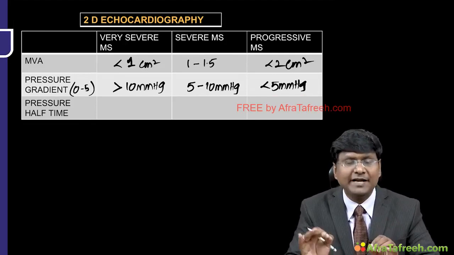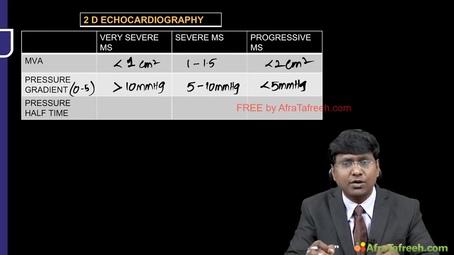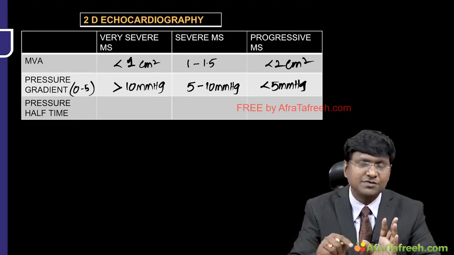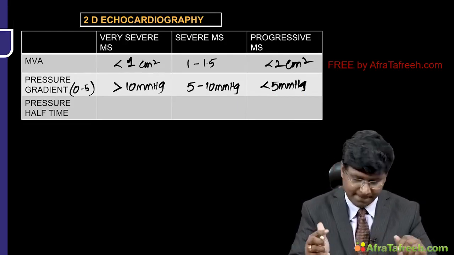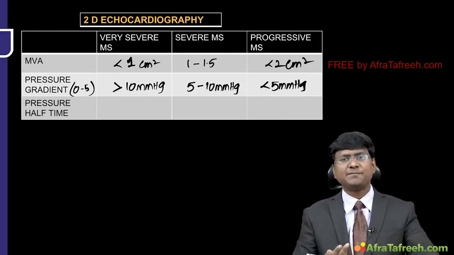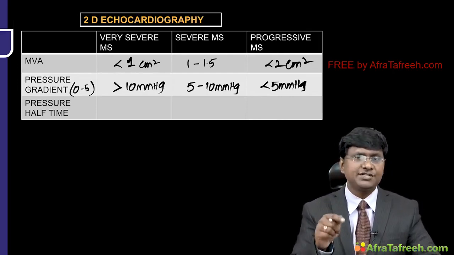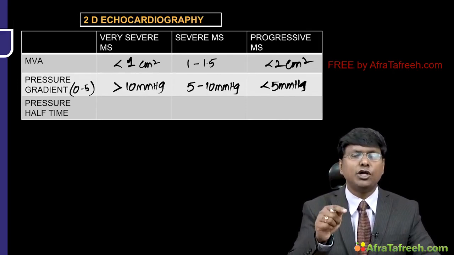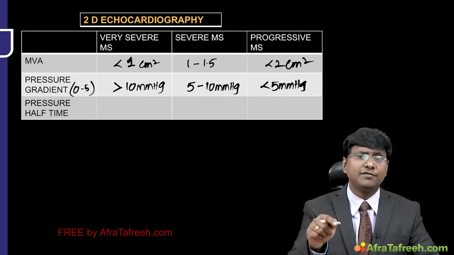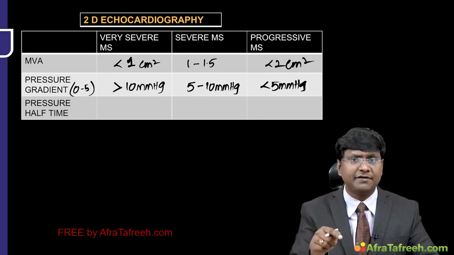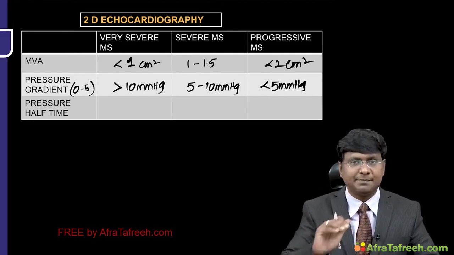So how do you define progressive mitral stenosis based on 2D echo? That is by the mitral valve area, measured by planimetry on the short axis view of the 2D echo. Then the pressure half time. What is pressure half time? It is the time required for half of the volume of the blood to move from the left atrium to the left ventricle. That is what is called the pressure half time.